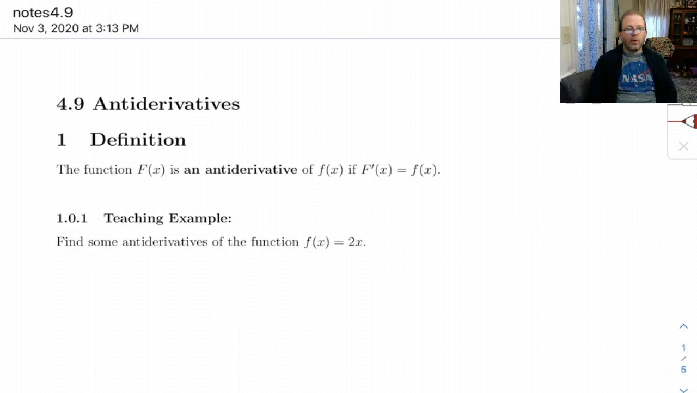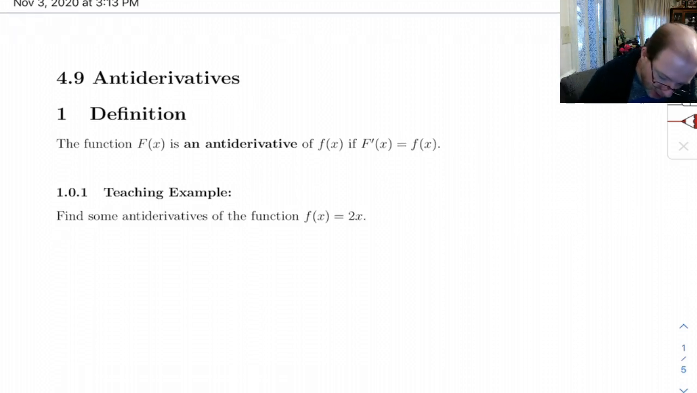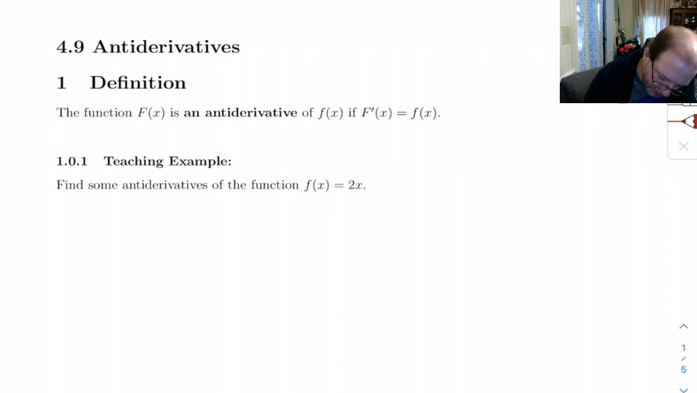All right, we're looking at section 4.9, which is on antiderivatives. So let's look at the definition. It says the function capital F of x is an antiderivative of lowercase f if the derivative of capital F is equal to lowercase f.